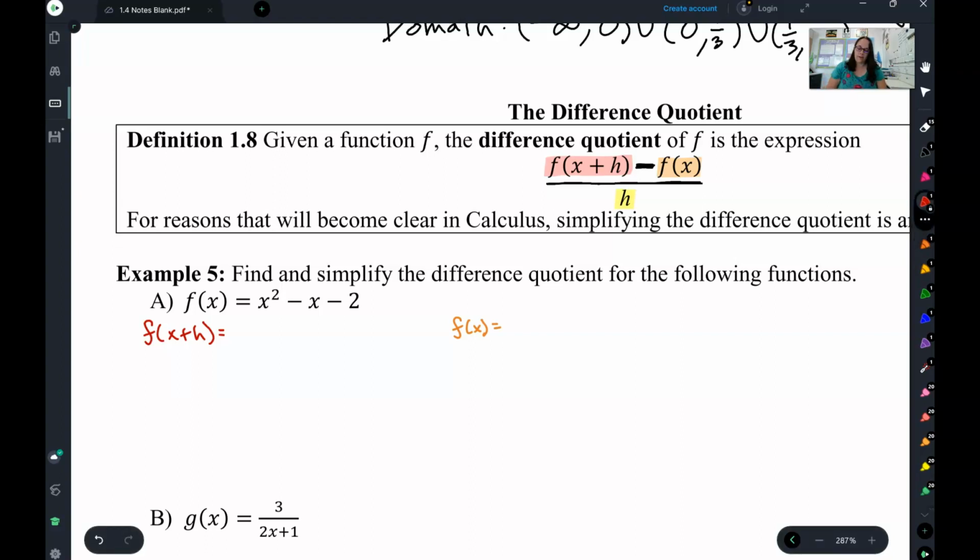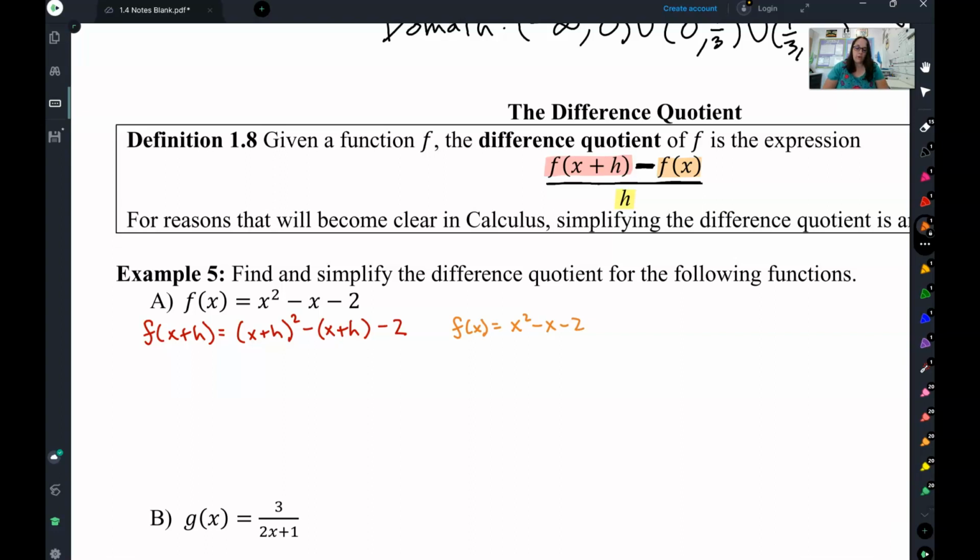So let's find f of x plus h first. This is just a plugging in. So this is our big fat parentheses. Boom! Ta-da! I took what was inside and I plugged it inside my big fat parentheses. F of x is just the original equation. I don't really need to worry about that.